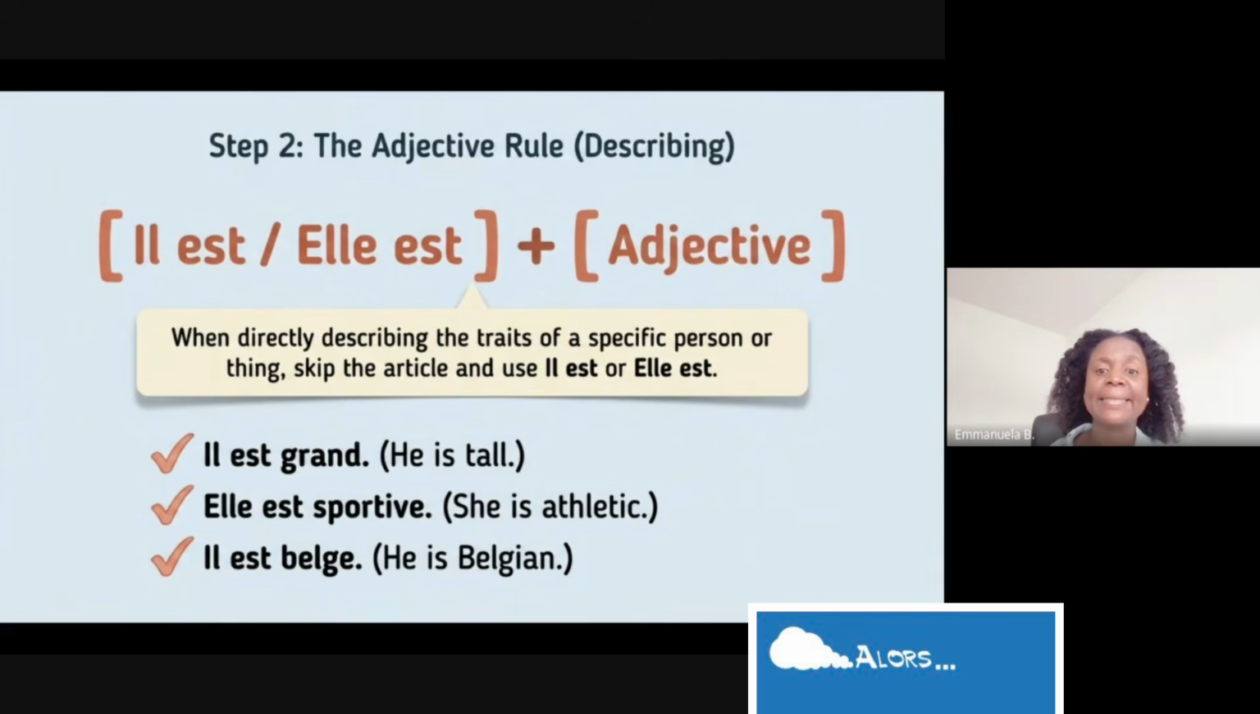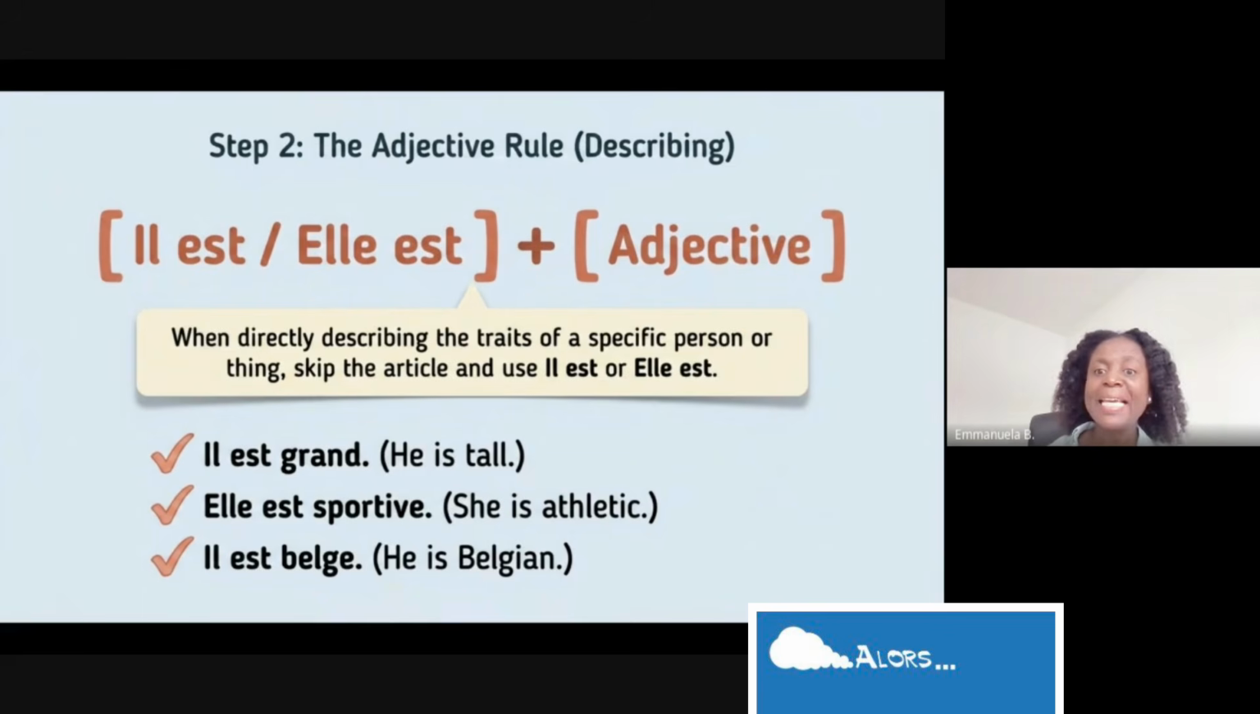Now, let's look at il est. Il est provides a direct description. It links the subject directly to an adjective, nationality, or profession without determiners. So here we don't have any determiners, such as articles, le, la, les, des, possessive, mon, ma, sa, son, demonstrative, ce, cette, as we saw earlier. These are the key rules for il est.